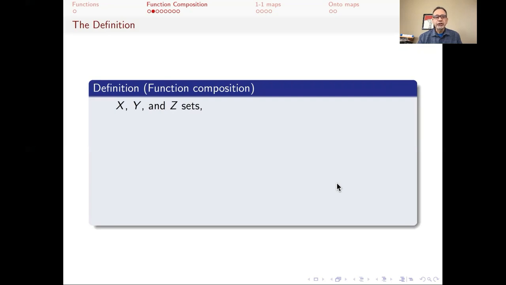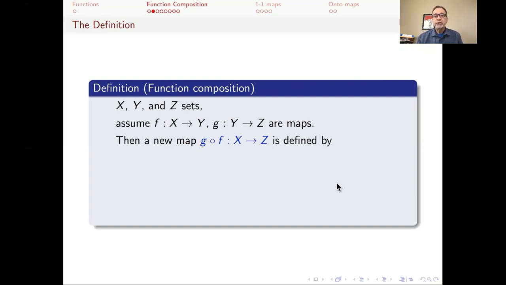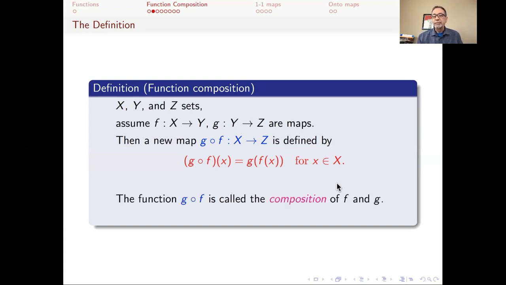So here's the formal definition. You have x, y, and z, three sets. f from x to y and g from y to z are maps. When we say maps, that's the same as functions. Then we define a new map, g circle f, from x to z, defined by g circle f of x is the same as g of f of x. You apply f to x, f of x, and then you apply g to the resulting thing. And this happens for every x in X. You get something in z because f of x gives you something in y, and then g of f of x, being in y, will be something in z. This function is called the composition of f and g, and sometimes we just write gf for g circle f as the name of the function.